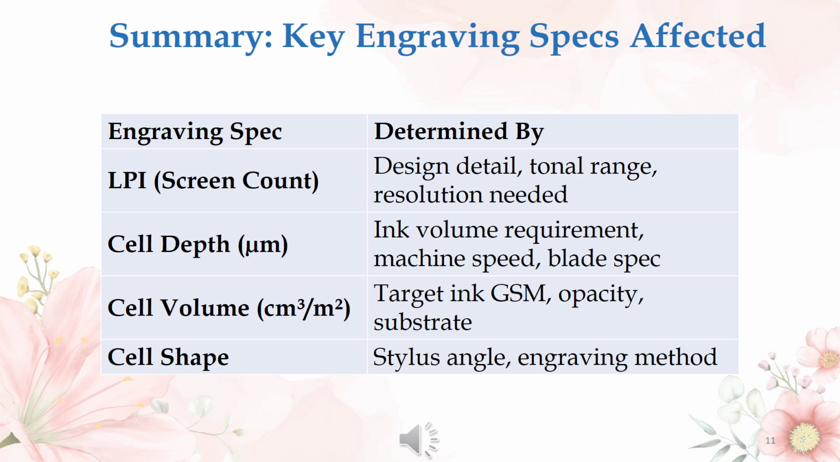Now let's summarize. LPI, that is screen count, is determined by design details, tonal range and resolution needed. Cell depth is determined by ink volume requirement, machine speed and blade specifications. Cell volume is determined by targeting GSM, opacity and substrate. Cell shape is determined by stylus angle and engraving method.